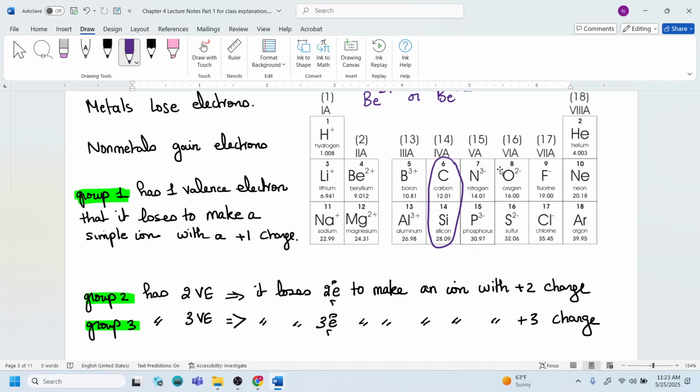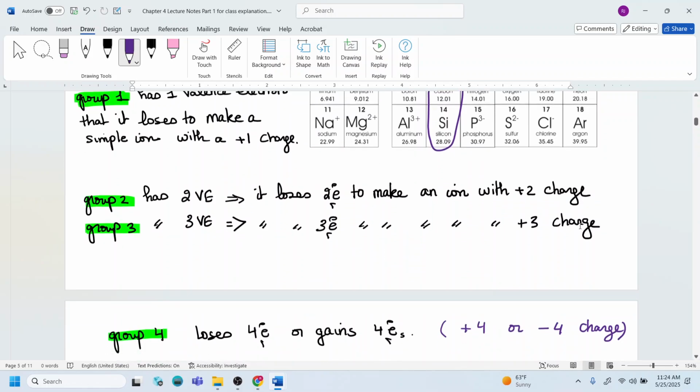Group number 6. The group number 6 has 6 valence electrons, right? So they need 2 more to become 8, to become octets. So this is why their charge is 2 negative. They gain 2 electrons. Group number 7, they need 1 electron to be 8 electrons. So they gain just 1 electron in there. Now, group number 8, they neither gain nor lose. They have already 8 electrons. They are already octet. So their charge is going to be 0.